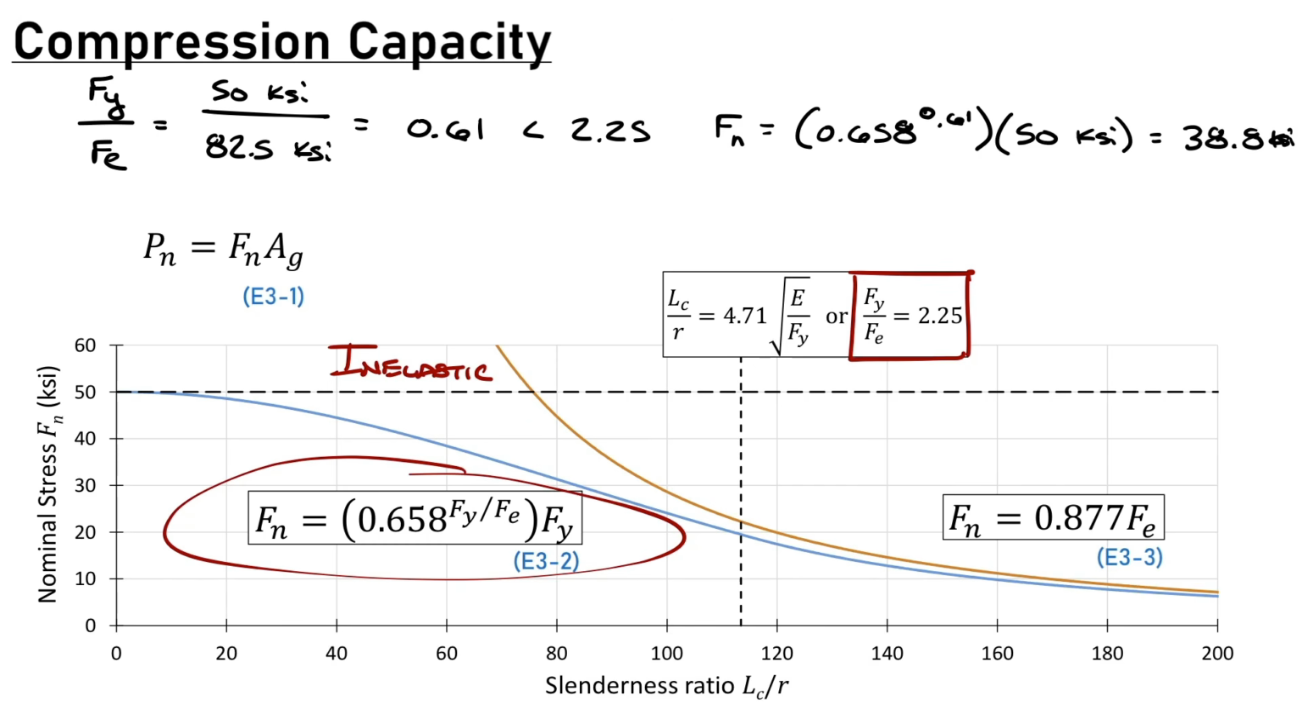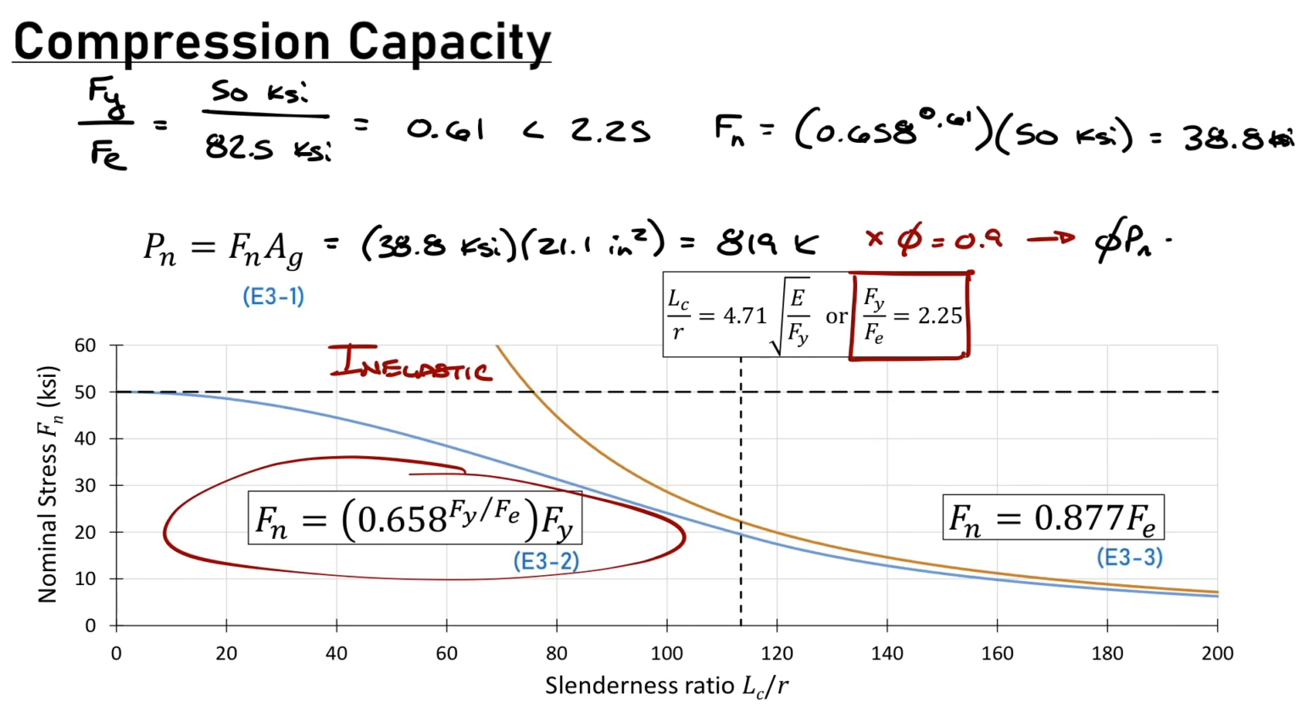Lastly, we're going to apply this to get our nominal capacity. So Fn is 38.8 KSI multiplied by the area of our column, which is 21.1 square inches. And this is therefore 819 kips. Let's apply a phi factor of 0.9 to that. And our result, phi Pn, is therefore 737 kips.